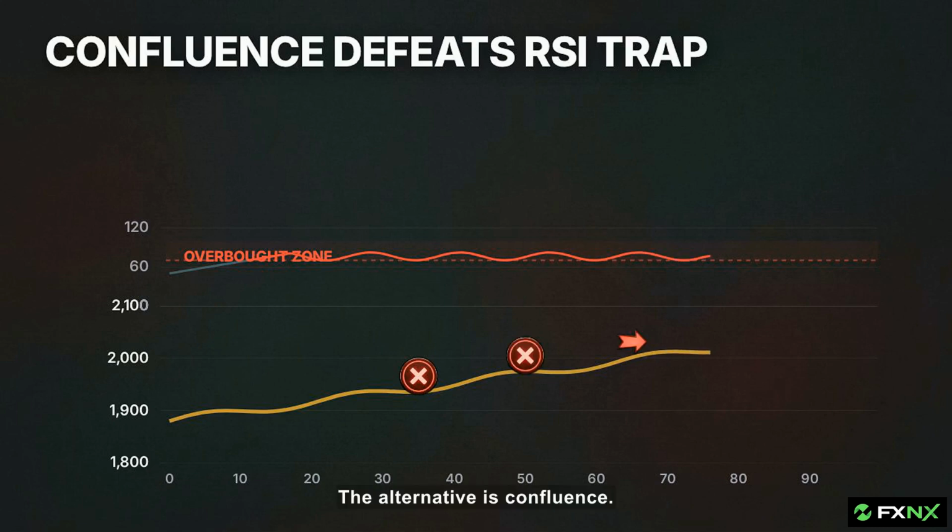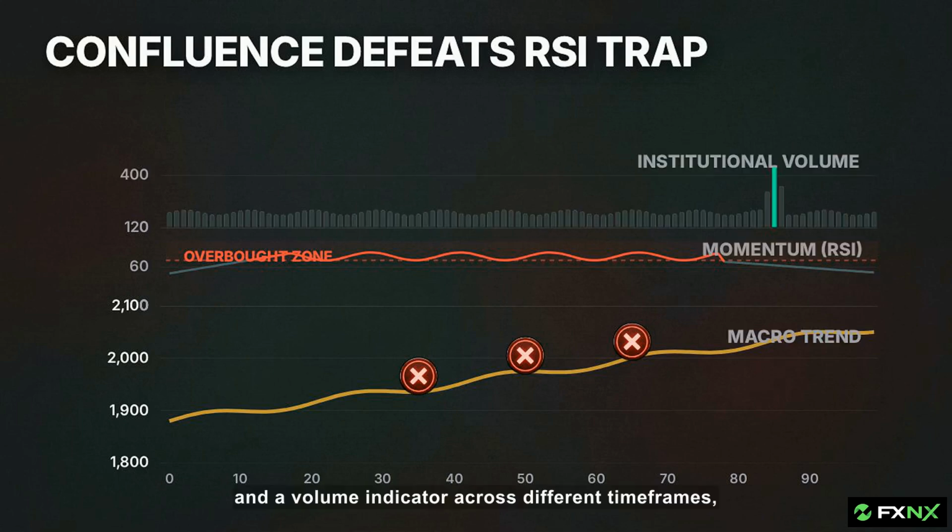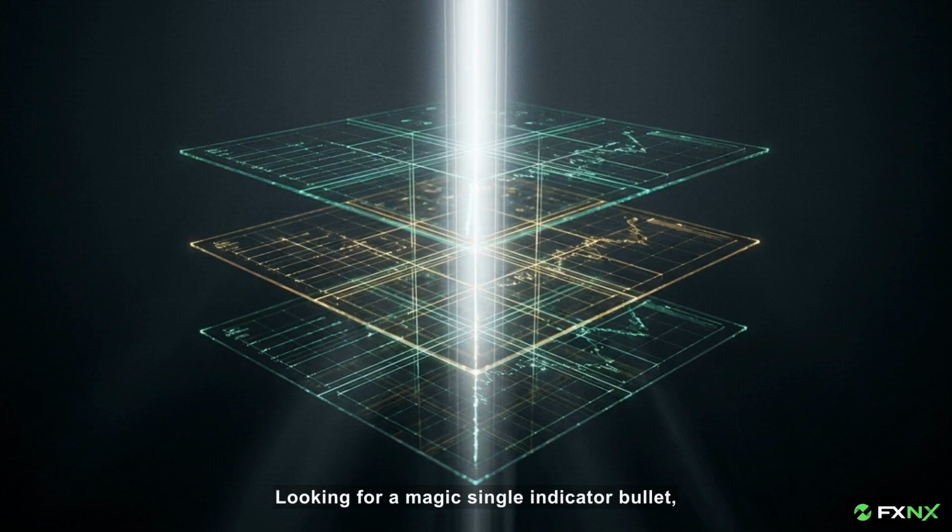The alternative is confluence. This means demanding multiple unrelated signals, like a macro trend confirmation, a structural breakout, and a volume indicator across different timeframes, all aligning before you risk a dollar. Looking for a magic single indicator bullet guarantees false signals. Stacking non-correlated data points acts as a ruthless filter, ensuring you only enter high-probability setups.